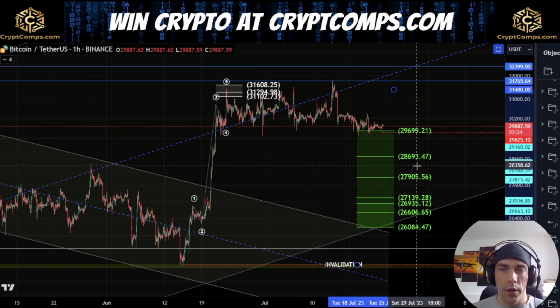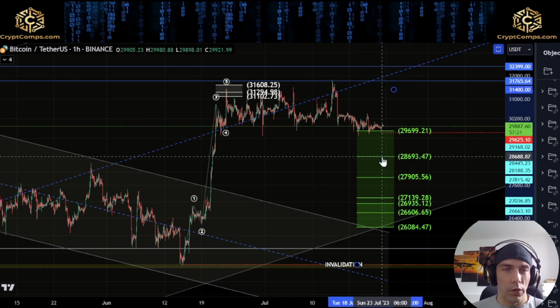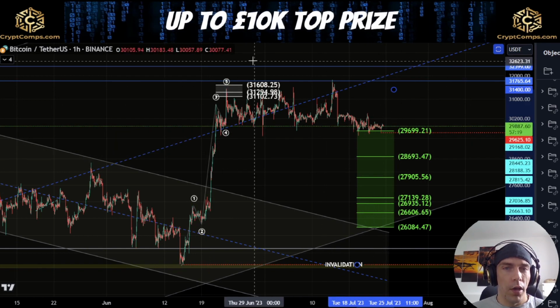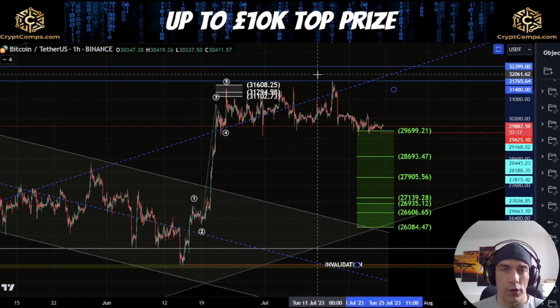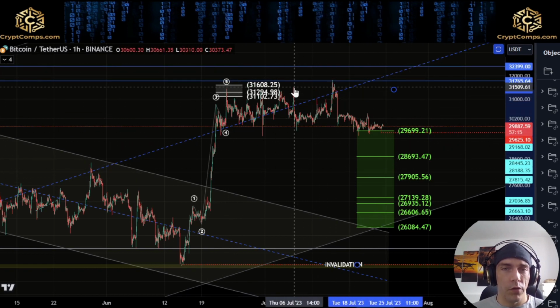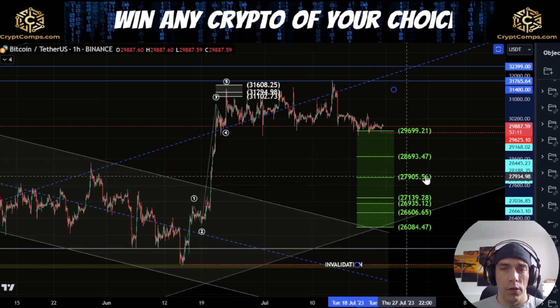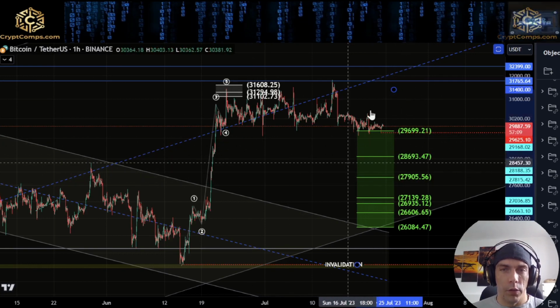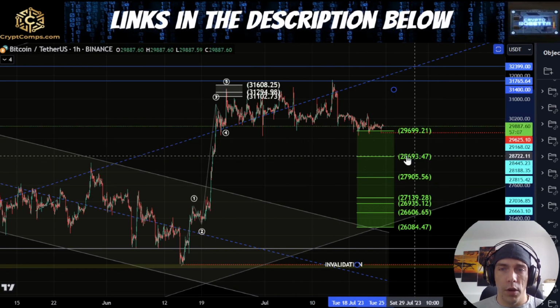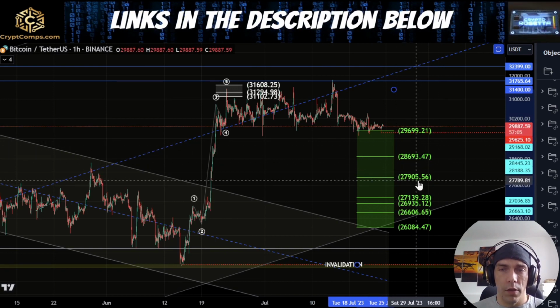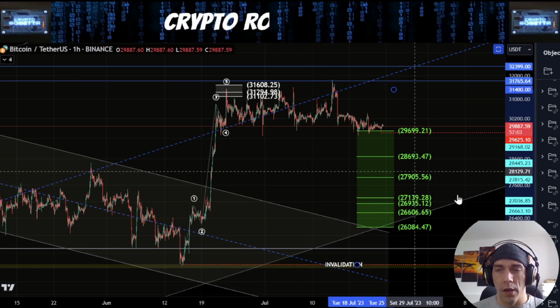But what we're looking for here is, even if we did move down to this 382, I'll just be watching this level, because if this is a corrective structure in a more complex structure, effectively this 50% and this 382, these two areas are quite a common target for this. So going to be keeping an eye out between this 28,693 and this 27,905 as a possible reaction zone.